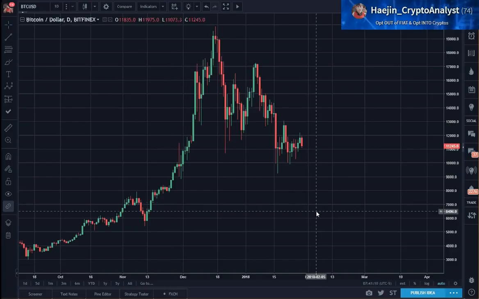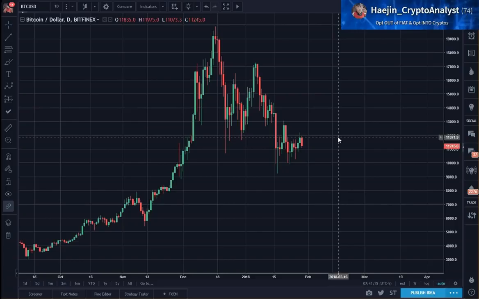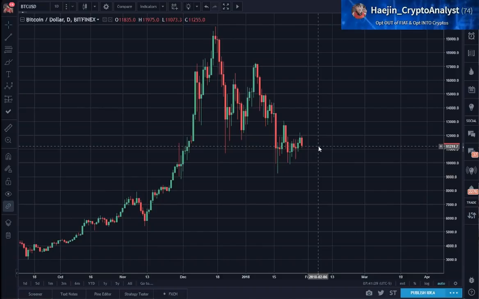Okay, price on a daily candle chart is declining, and that decline is currently sitting at 11,211.